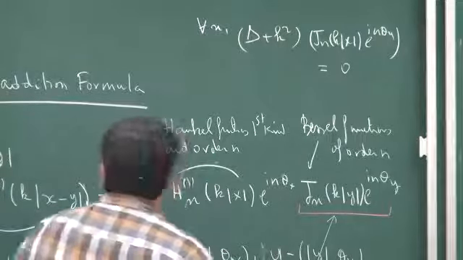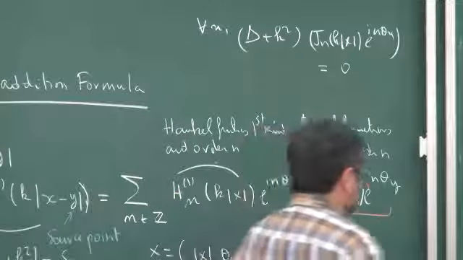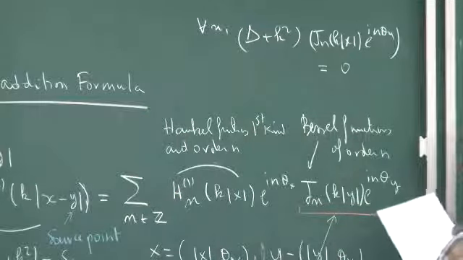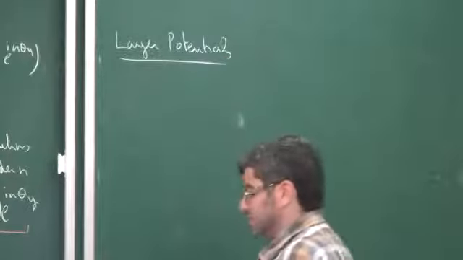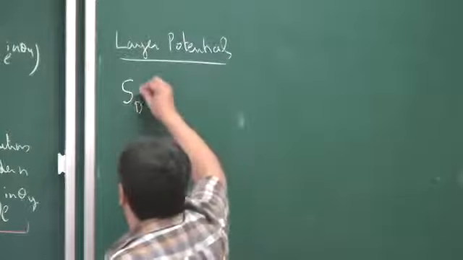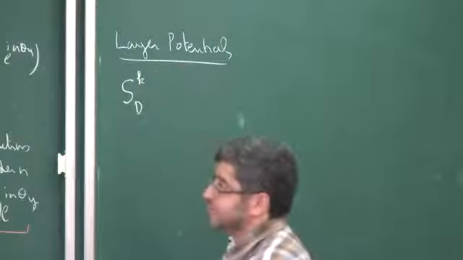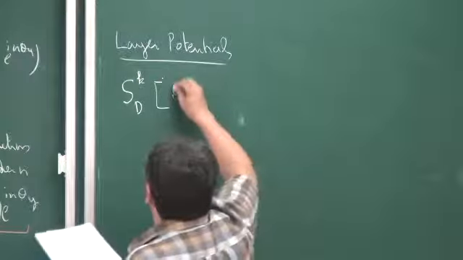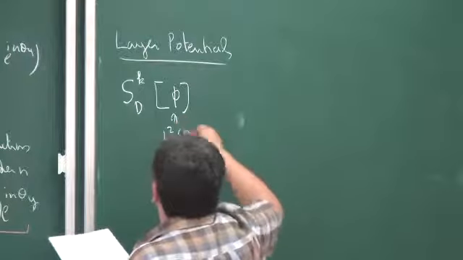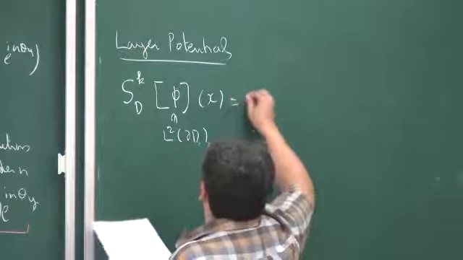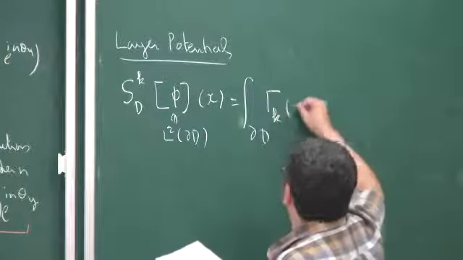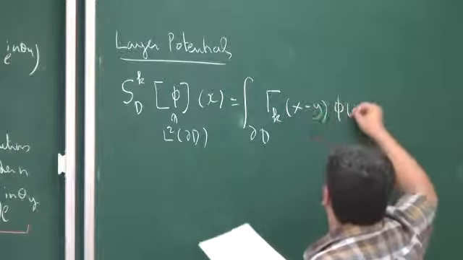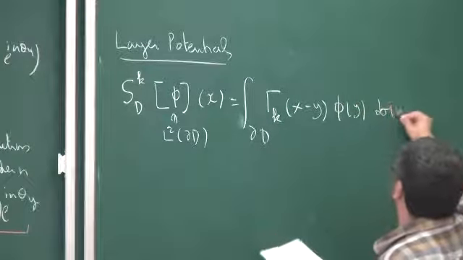Okay, so let me now introduce layer potentials for the Helmholtz equation. We have a fundamental solution, so we can introduce layer potentials. I introduce the single layer potential at frequency k of some density phi, where phi is in L2 of the boundary. It is given by the convolution with gamma k of the density phi. This is the single layer potential.